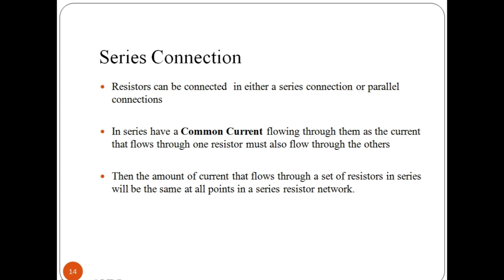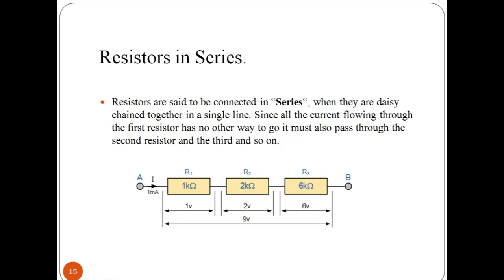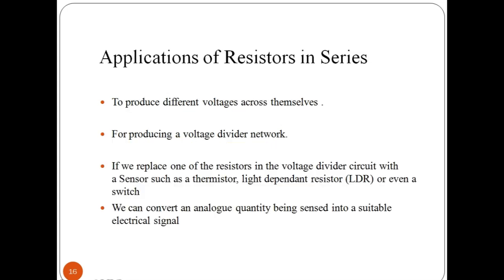Resistors when in series have a common current flowing through them, as the current that flows through one resistance must also flow through the other, as it can only take one path. Resistors are said to be connected in series when they are daisy chained together in a single line, and since all the current flowing through the first resistor has no other way to go, it must all pass through the second resistor and the third, and so on.